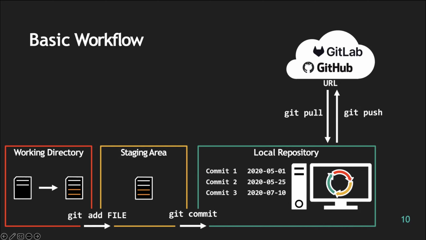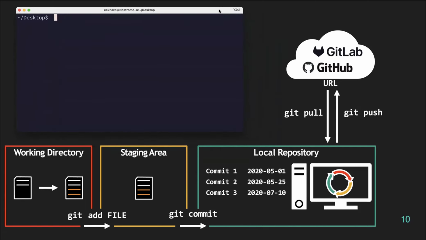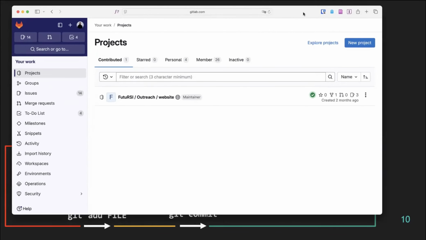Okay, so I want to show you this in action. And for this, I have this terminal here. And let me get a web browser. So I go to gitlab.com. This is how the website looks when you are logged in. And there's this blue button here that lets you create a new project.